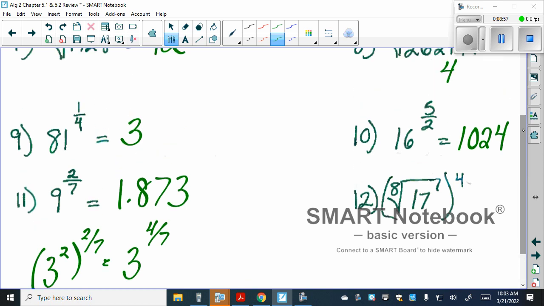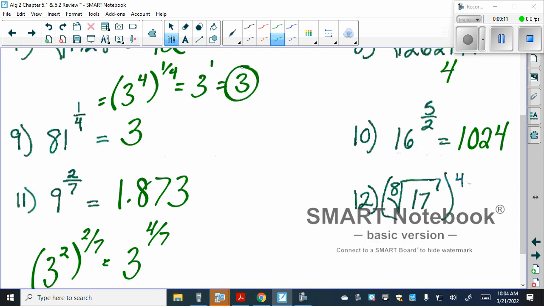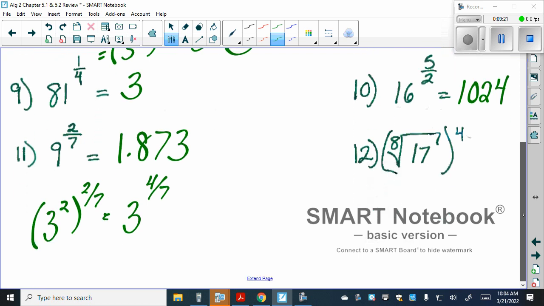Now with the previous ones like 81, I could have actually rewritten this as 3 to the 4th to the 1/4. 4 times 1/4 is just 1, which gives us 3. So all the ones before that we got a whole number is because they're actually reducible. Number 11 isn't. And most likely, number 12 is not either.